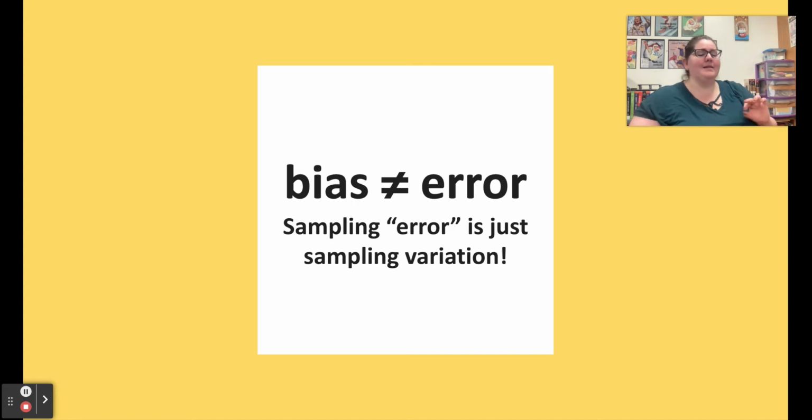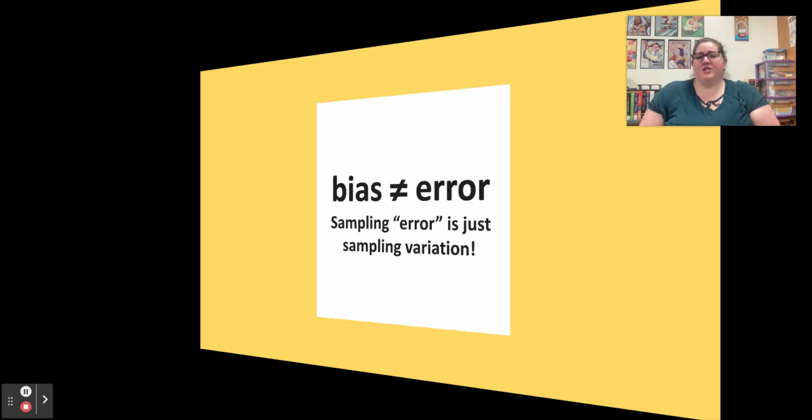Bias is not necessarily the same thing as what we call sampling error. Sampling error is a term we use for just variation in a sample. That's going to happen when we take samples instead of looking at the entire population. We're always going to have a little bit of variation or error, meaning there's just some wiggle room there.